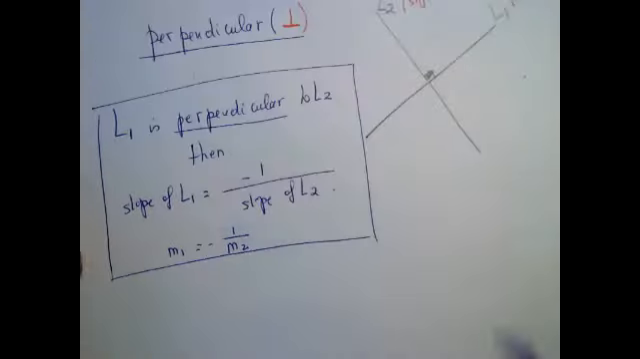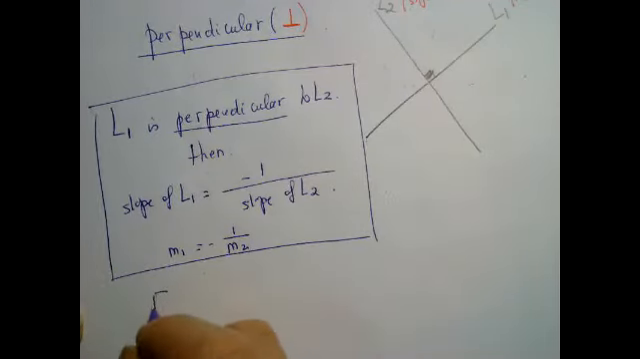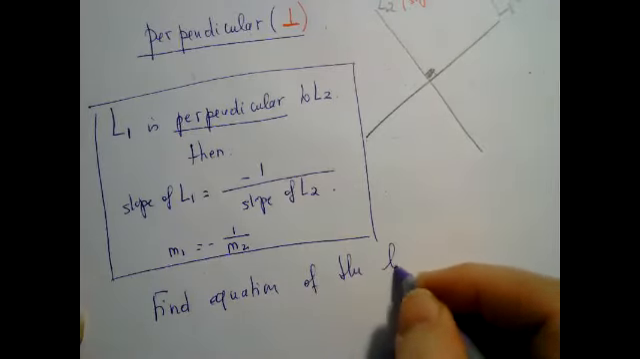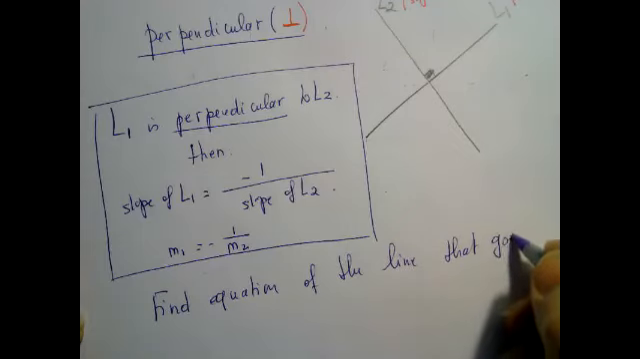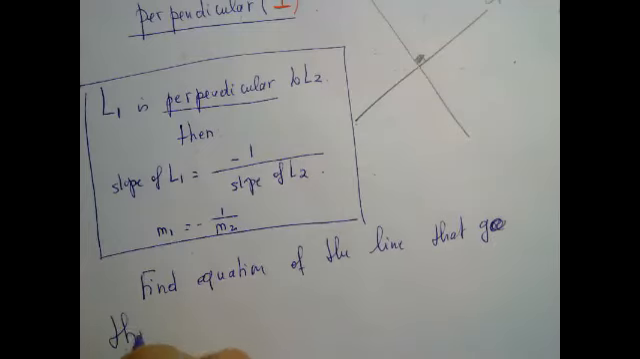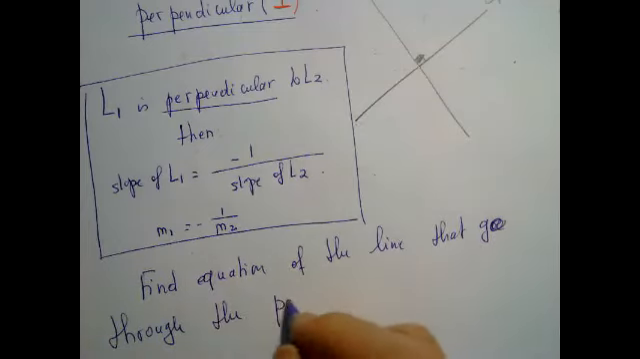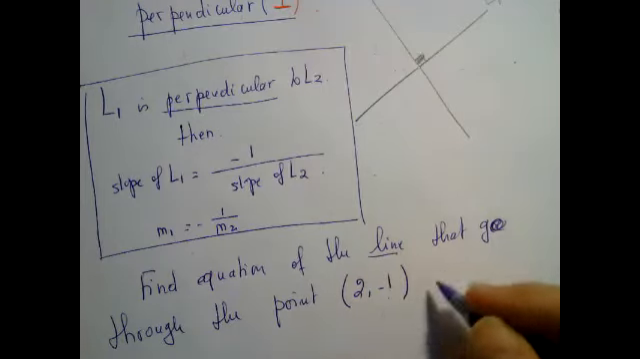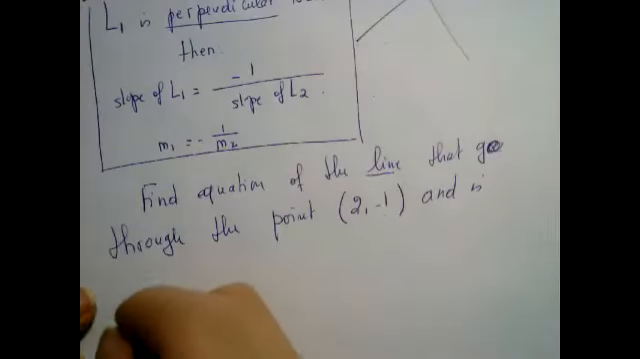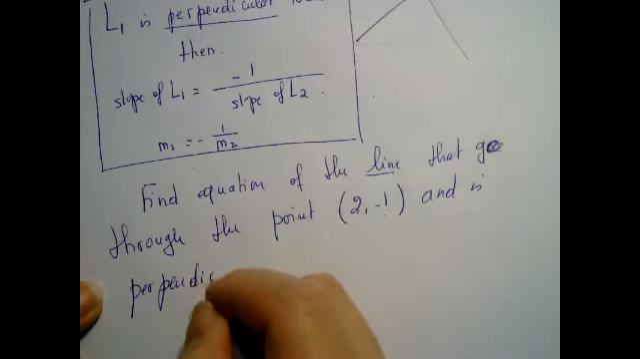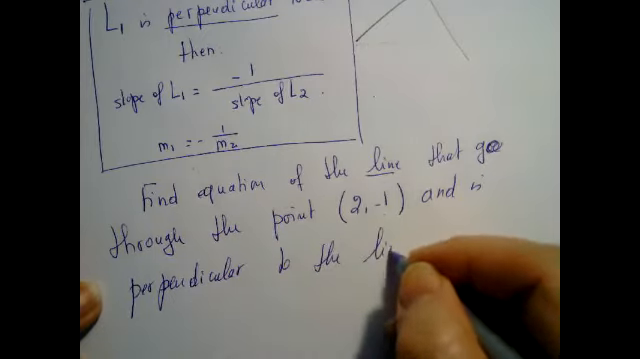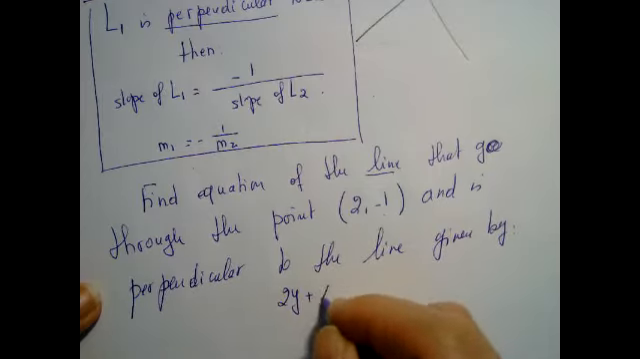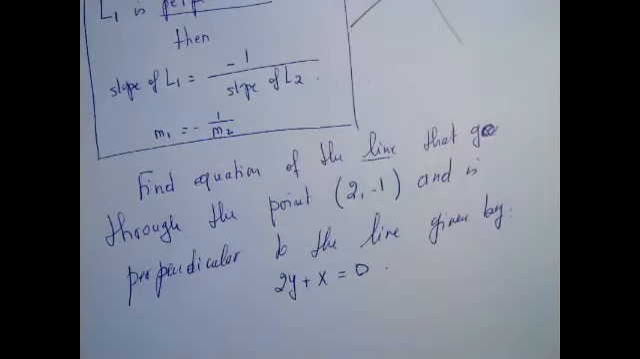So let's have an example where we elaborate that. The problem is, find the equation of the line that goes through the point 2, minus 1, and is perpendicular to the line given by 2y plus x equals 0. Okay, I'll give you a few minutes to write this down.